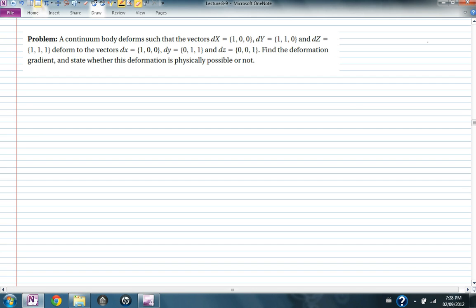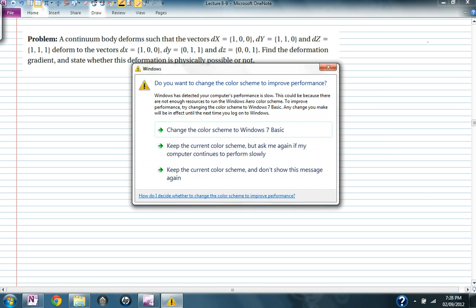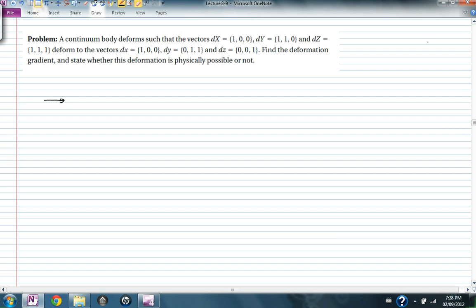So if I have a continuum body that deforms such that the vectors dX given by this, and dY given by that, and dZ given by this, they all deform to become dx, which is given by this vector, dy given by this vector, and dz given by that small vector. We need to find the deformation gradient, and we need to know whether this deformation is physically possible or not. So I know that the small dx is actually equal to F capital dX, dy is equal to F capital dY, dz is equal to F capital dZ.